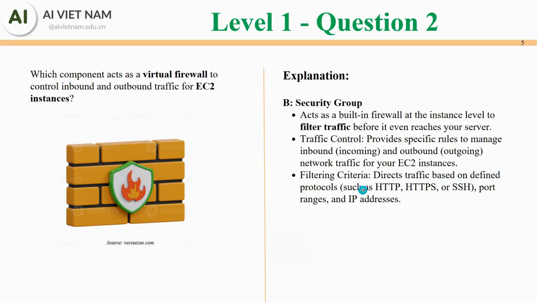This is because the security group acts as a built-in firewall at the instance level to filter out traffic before it even reaches our server. About the traffic control, it provides specific rules to manage inbound and outbound network traffic for EC2 instances. It also directs traffic based on defined protocols like HTTP, HTTPS, or SSH, port range, and IP address as well.